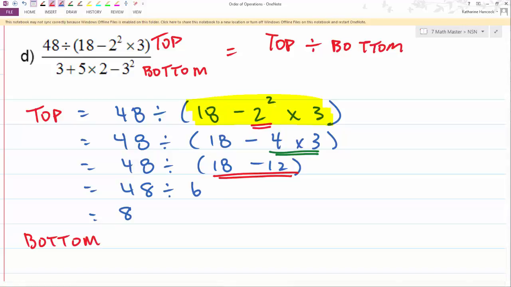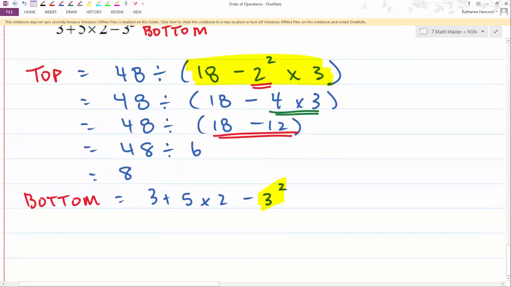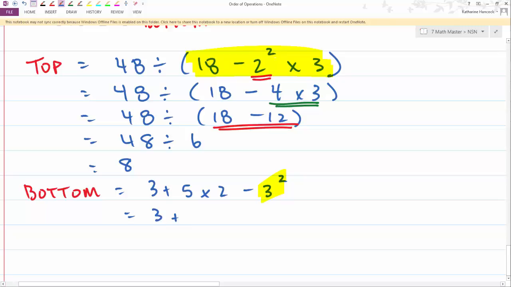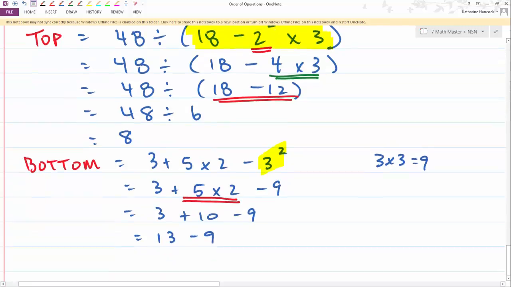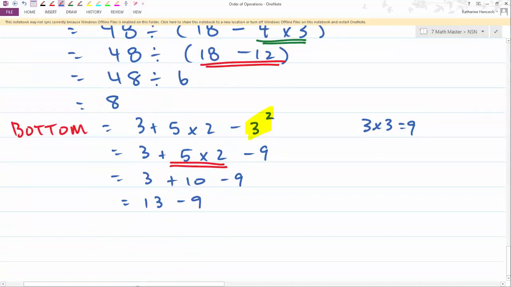Let's figure out the bottom. The bottom has 3 plus 5 times 2 minus 3 squared. No brackets down here, but there are exponents. So I've got to figure out 3 squared. 3 times 3 equals 9. So 3 squared is 9. All right, exponents done. Next, multiplication. So 3 plus 10, take away 9. Now in the order they appear, 3 plus 10 is 13, take away 9, I'm left with 4.